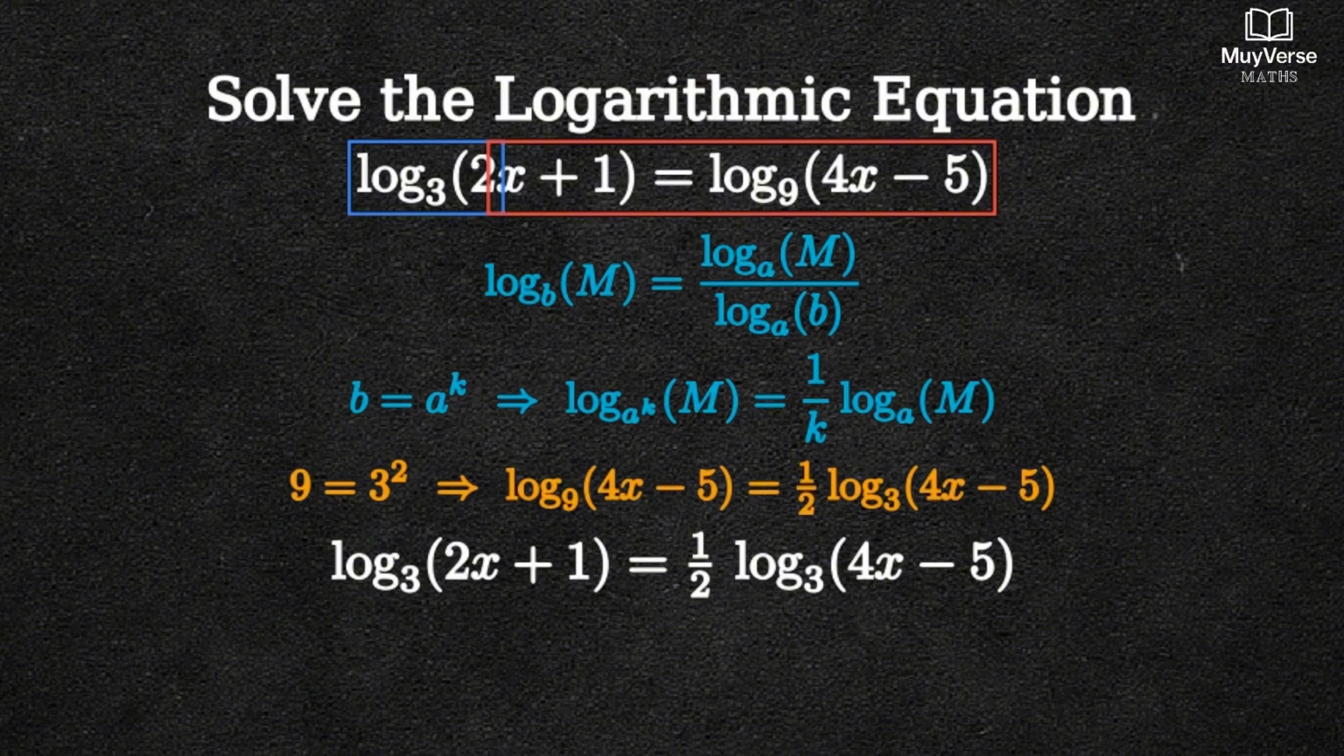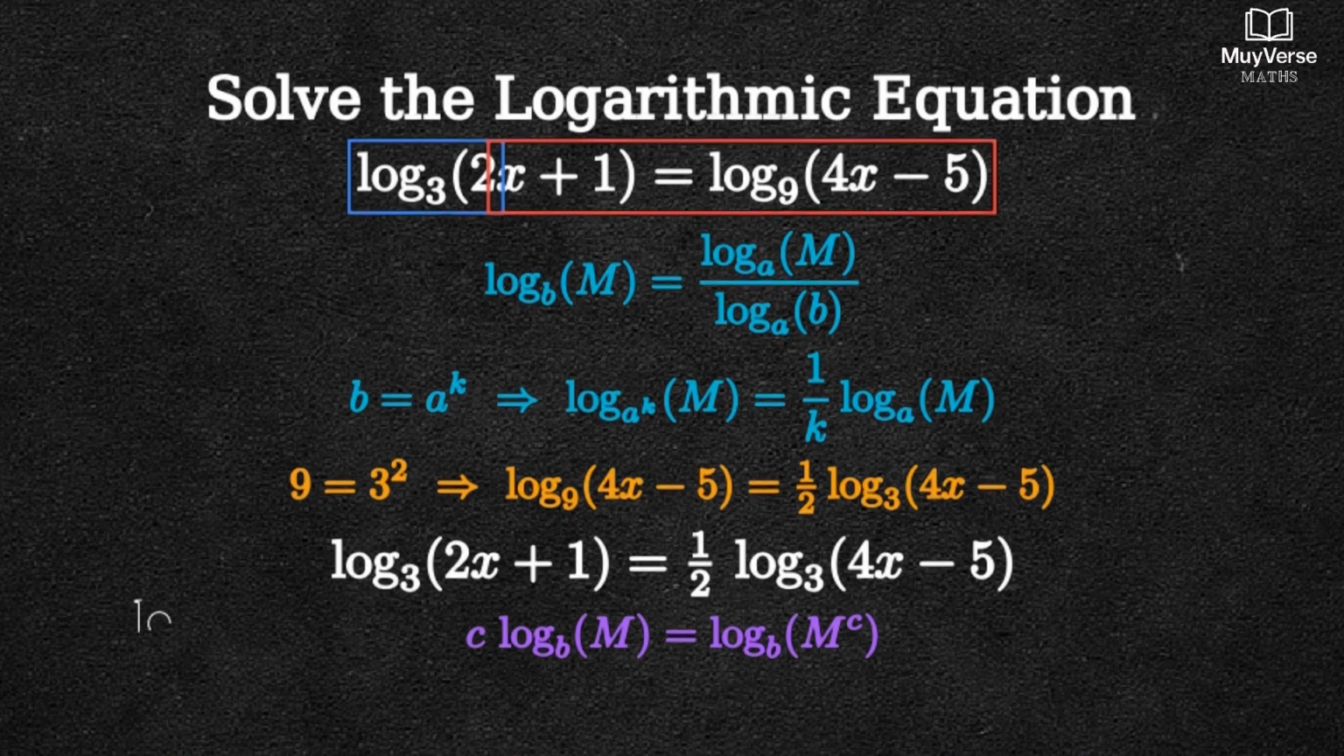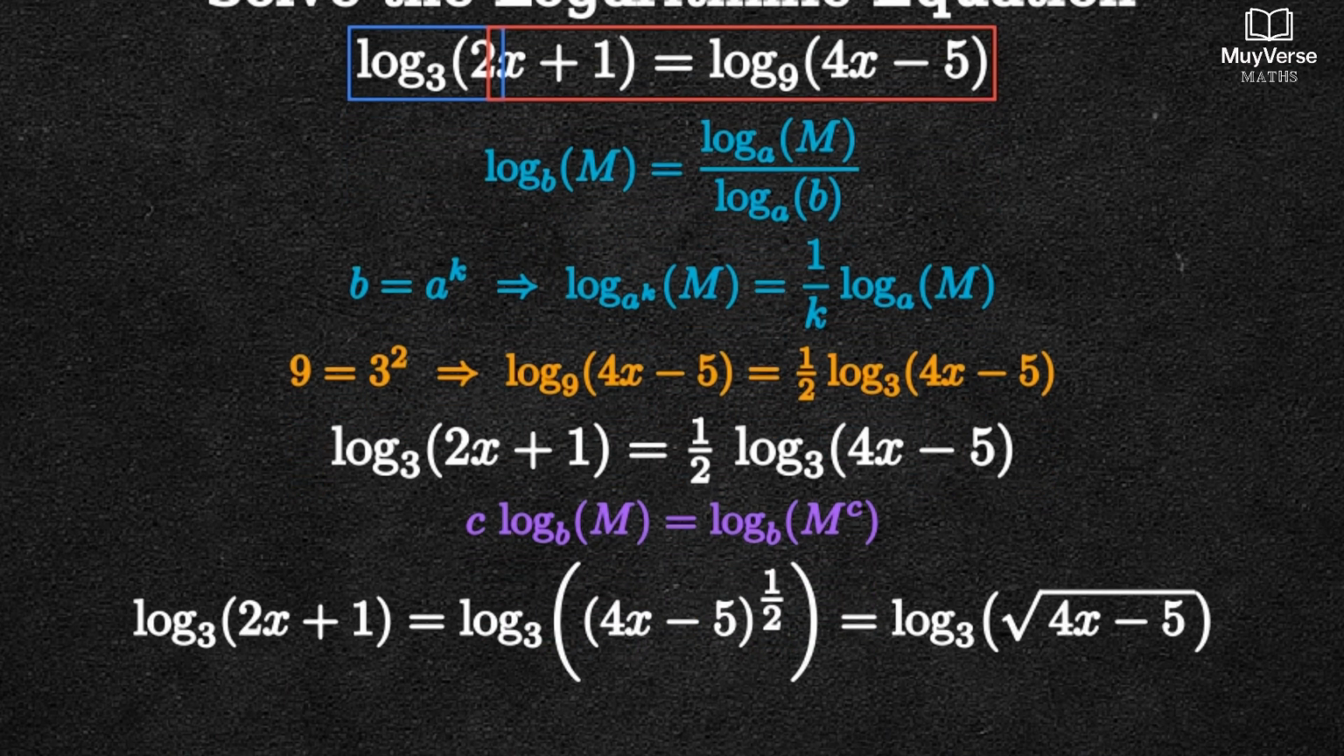Step 2. Use the power rule of logarithms. c times log base b of m equals log base b of m to the c. So 1/2 times log base 3 of (4x minus 5) becomes log base 3 of (4x minus 5) to the 1/2. That is the square root. Therefore the equation is log base 3 of (2x plus 1) equals log base 3 of the square root of (4x minus 5).